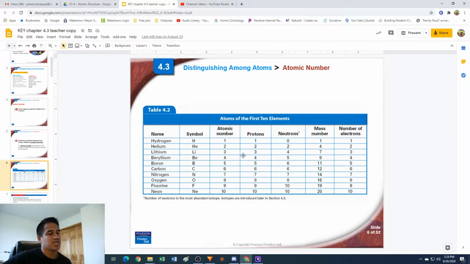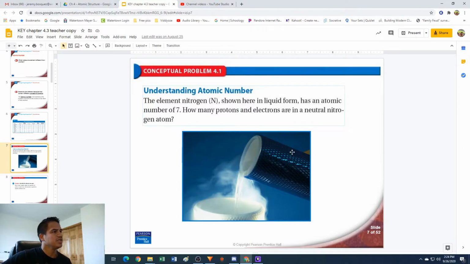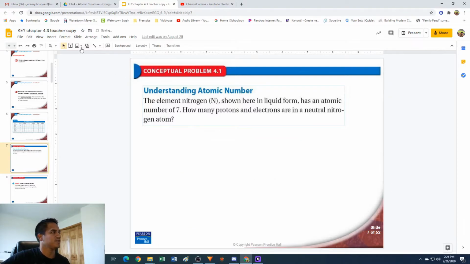So basically, if we know the atomic number of the element, not only do we know the number of protons, we also know the number of electrons. Protons and electrons are always going to be the same, as you can see here on this table. Neutrons will change. We'll talk about those in a little bit. All right, let's take a look at an example question here, and we're going to erase this little picture so that we have some space to write.